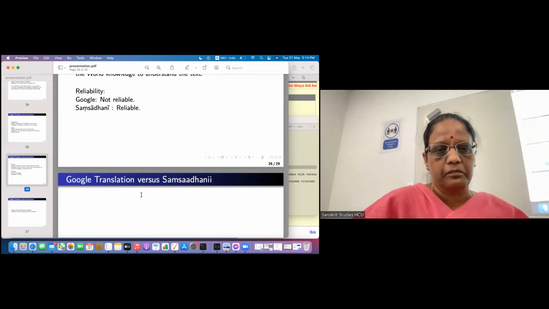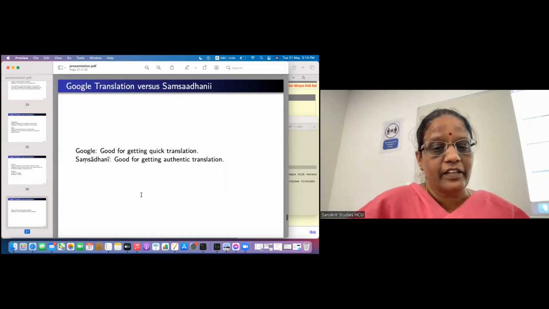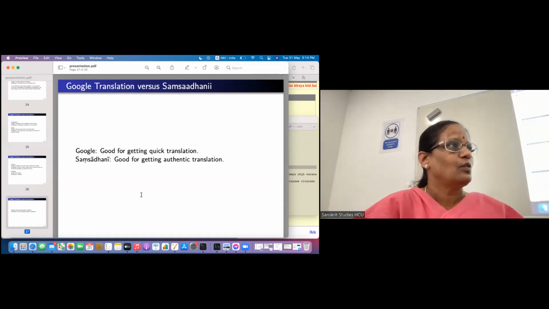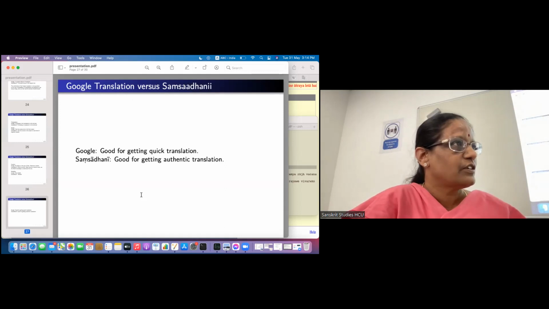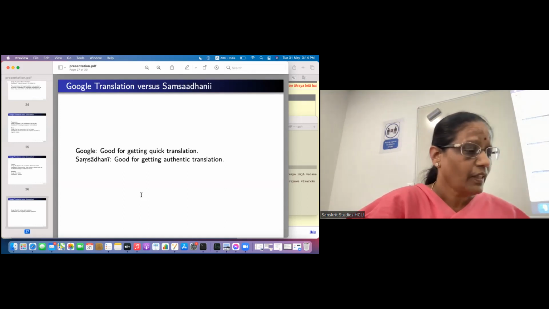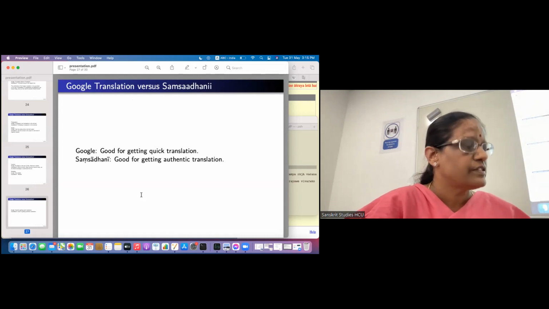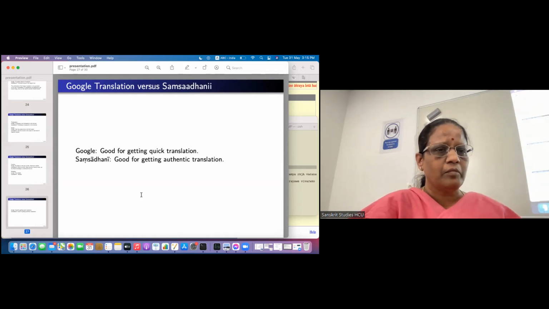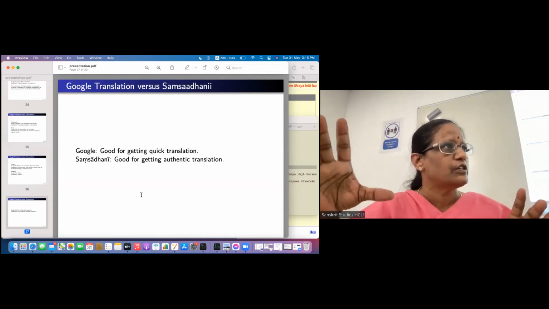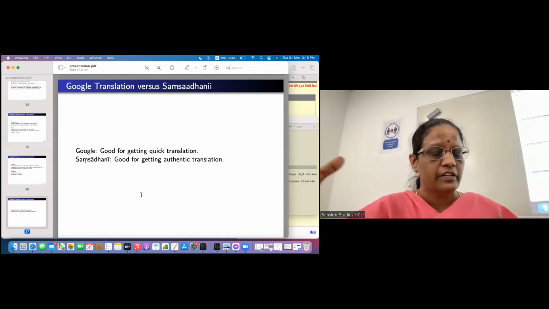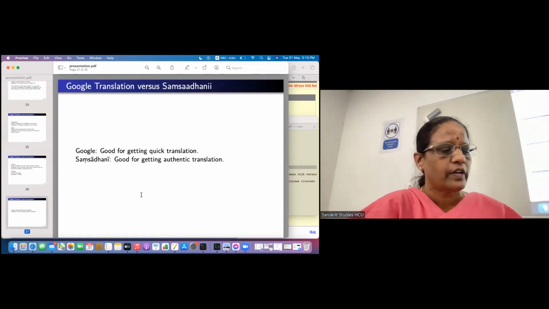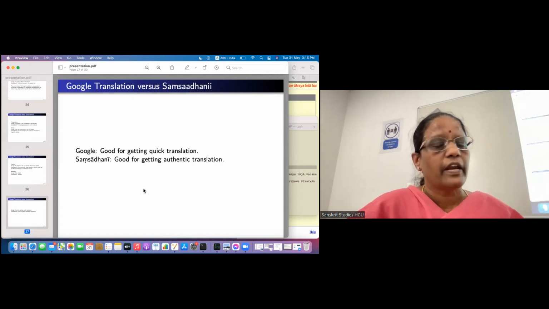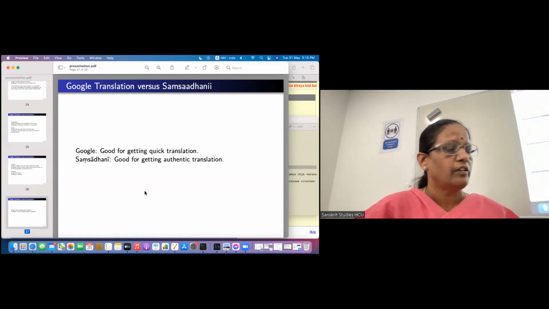And then what is Google good at? Good for getting a quick translation. So suppose there is some manuscript. I want to know what its content is. So quickly it will give you some gist, and going through that gist, we may come to some conclusion that, okay, this belongs to this particular field, or whether it interests us or not, that we can decide. Whereas Sansadhani is good for getting authentic translation or authentic information.